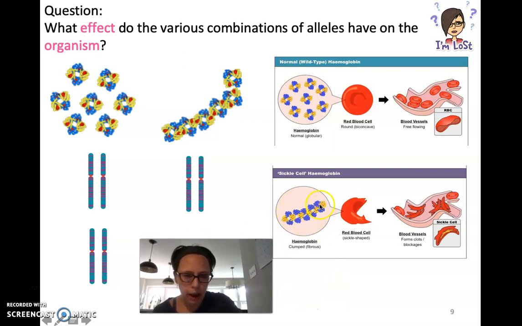Okay, so here's the abnormal hemoglobin all clumped. That thread or fiber-like shape distorts your red blood cells, and then this causes clotting in your blood vessels, like in your capillaries, and blood can't flow, and that means your cells can't get oxygen, and then you've got problems.